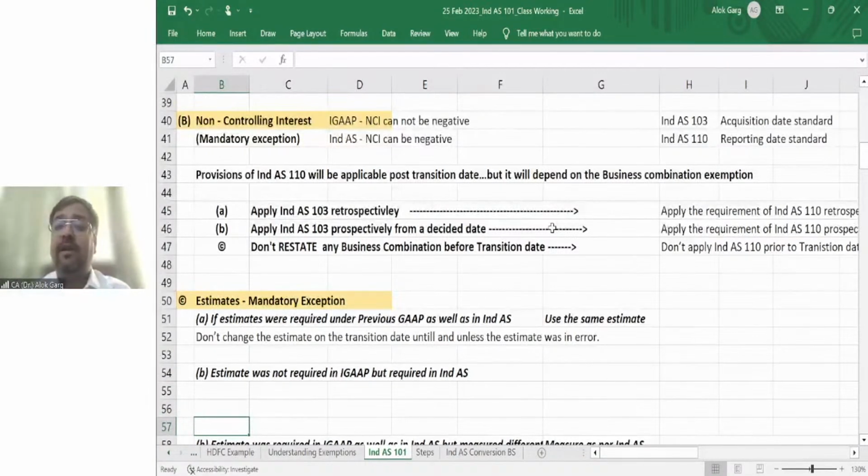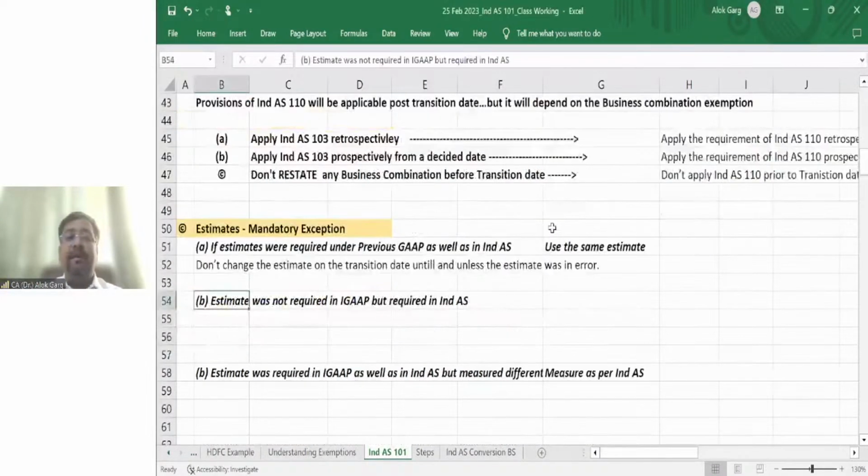But if estimates were required under previous GAAP as well as in Ind AS, like provision for warranty obligation, you are required to use the same estimate. You cannot change the estimate on the transition date. Is it clear? I hope this part is clear and this is logical also, because sitting on the current date, you are preparing the old financial statement and the transition date balance sheet, and that balance sheet is as at 31st March 2018. So that balance sheet should reflect the position as on that date only, right?